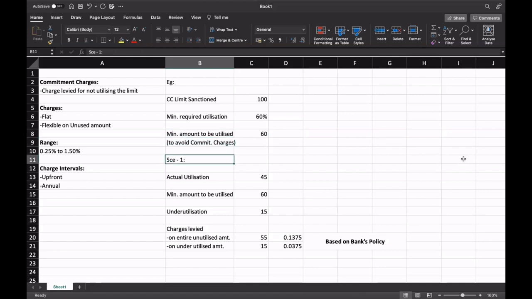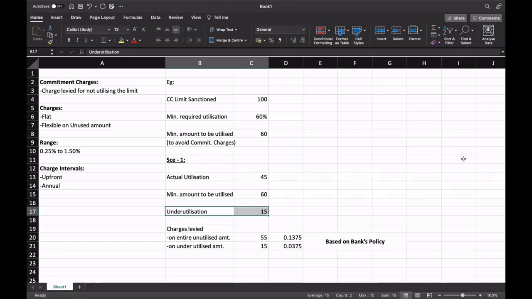Let's see what happened here. I'm going to call this scenario 1. In scenario 1, the actual utilization is only 45 lakhs. On an average in that period, the average utilization is 45 lakhs. But to avoid the commitment charges, what should have been the minimum utilization? It is 60 lakhs. So there is a shortage, or we can say there is an underutilization. Required is 60, actual is 45. So there is an underutilization of 15 lakhs.